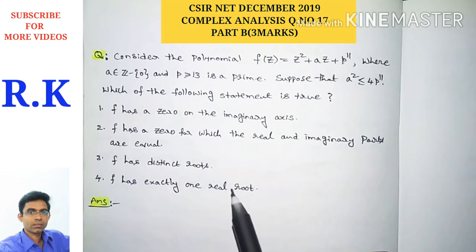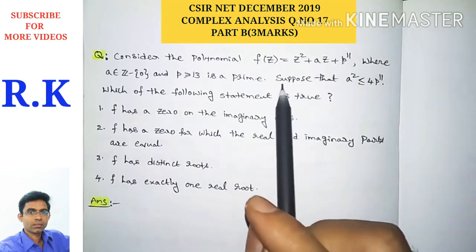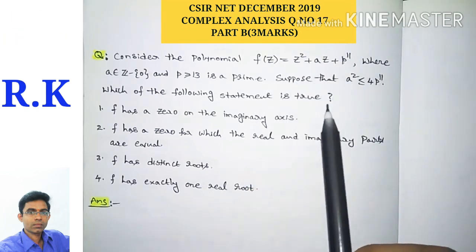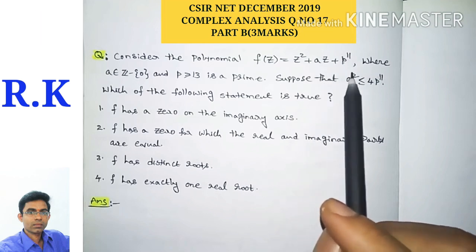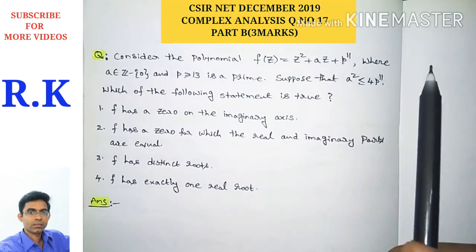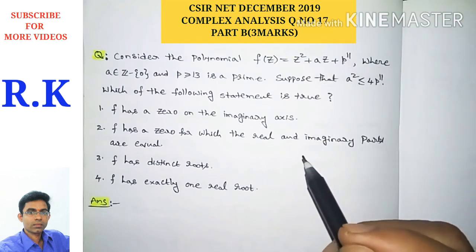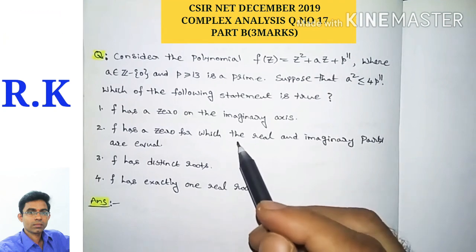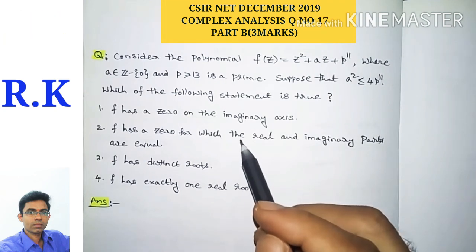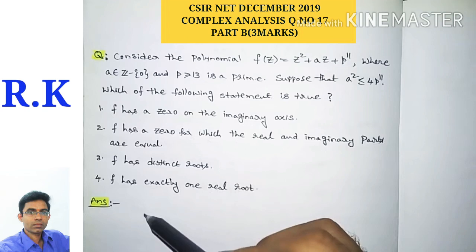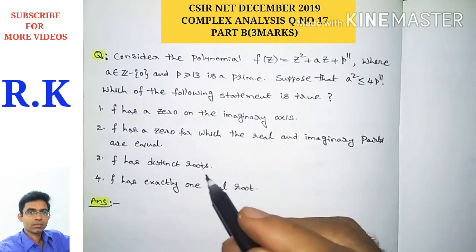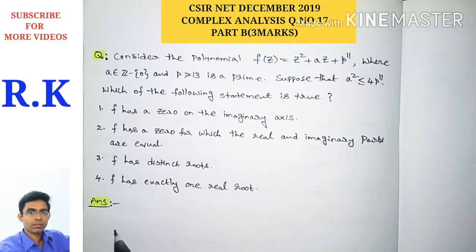And here the question is about the 0 of the given function f of z is equal to z square plus az plus p to the power 11. Okay, now let us see the solution. So we will find the solution by checking each option. Okay, so first we will check option number 1.